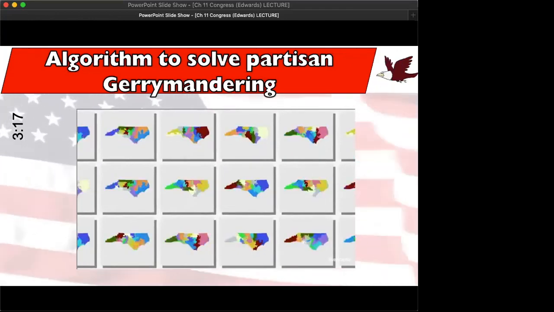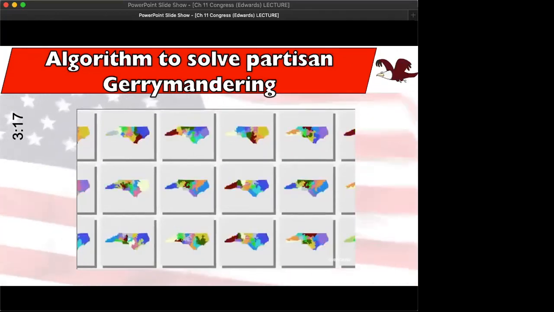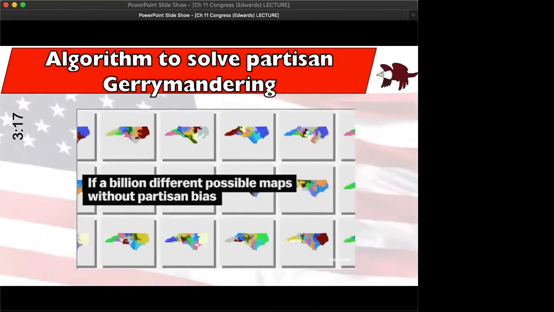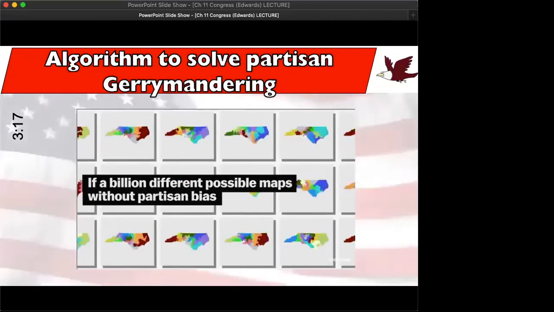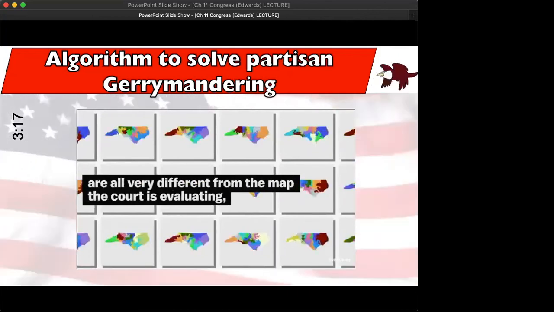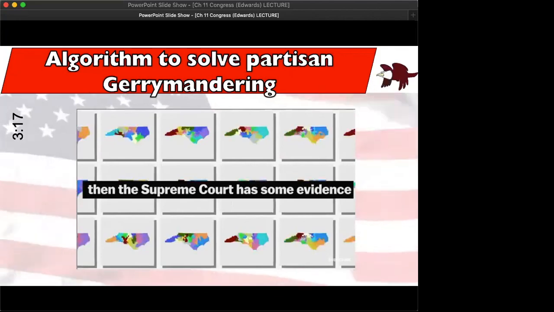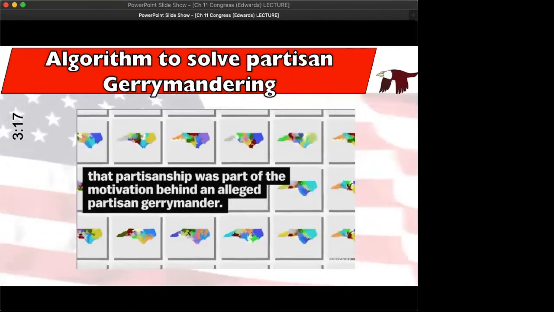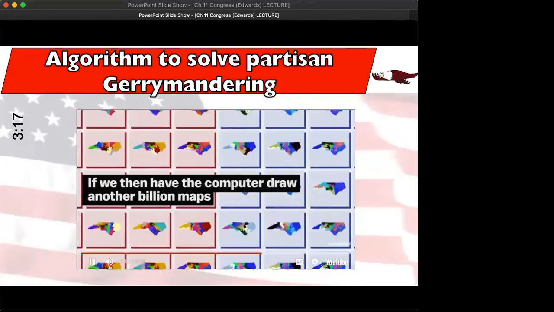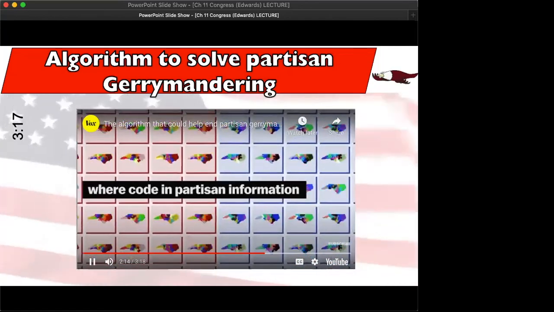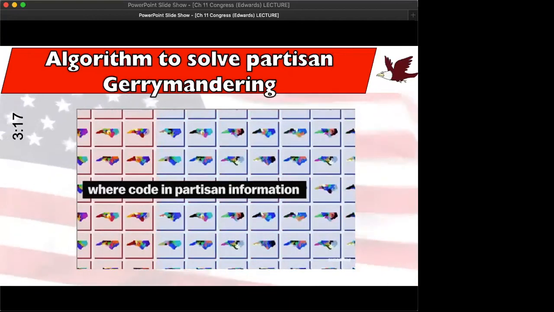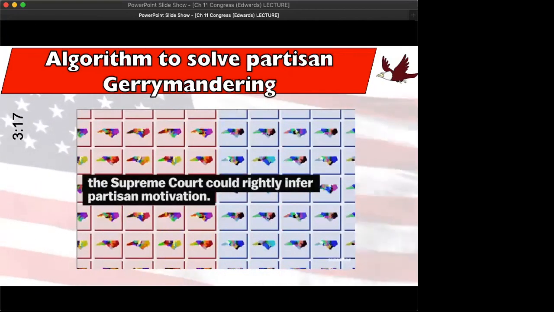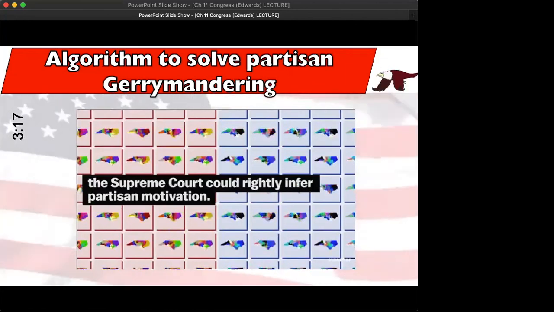If the current map doesn't look like any of the possibilities generated by the algorithm, that's a good indication a partisan gerrymander has occurred. If 1 billion different possible maps without partisan bias are all very different from the map the court is evaluating, then the Supreme Court has some evidence that partisanship was part of the motivation behind an alleged partisan gerrymander. If we then have the computer draw another 1 billion maps where we code in partisan information in addition to the traditional districting principles, and those maps do appear similar to the map in question, the Supreme Court could rightly infer partisan motivation.